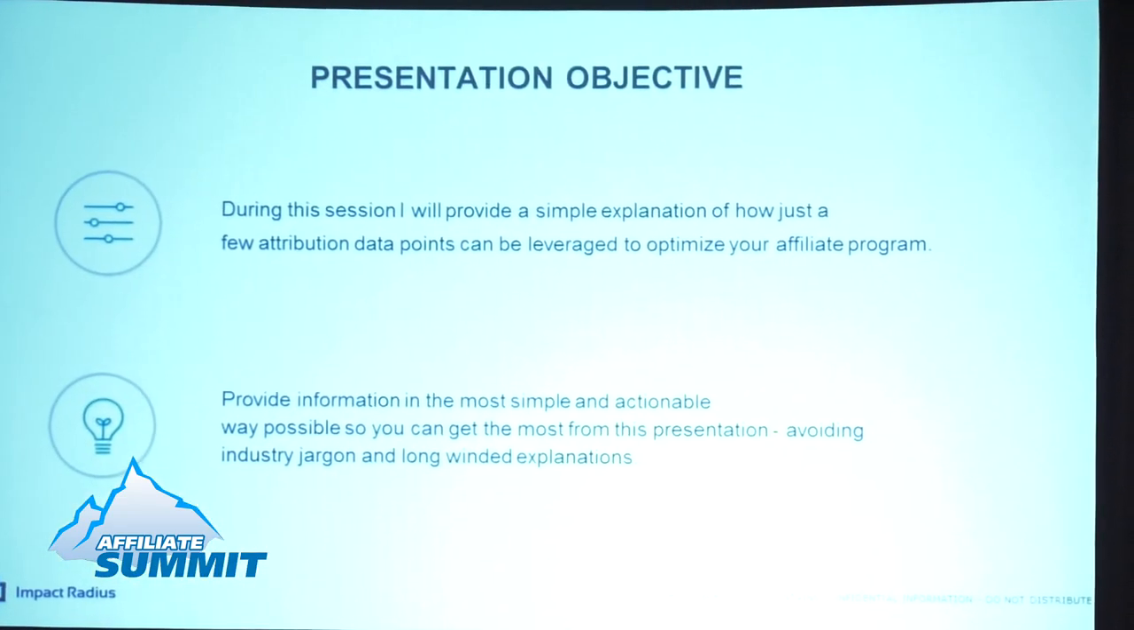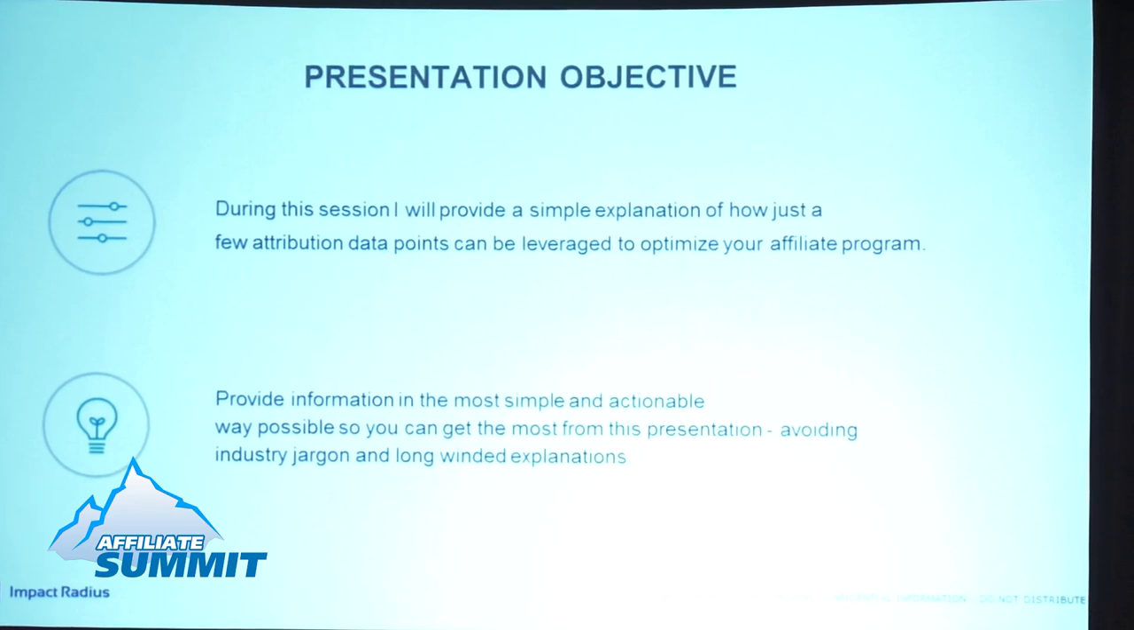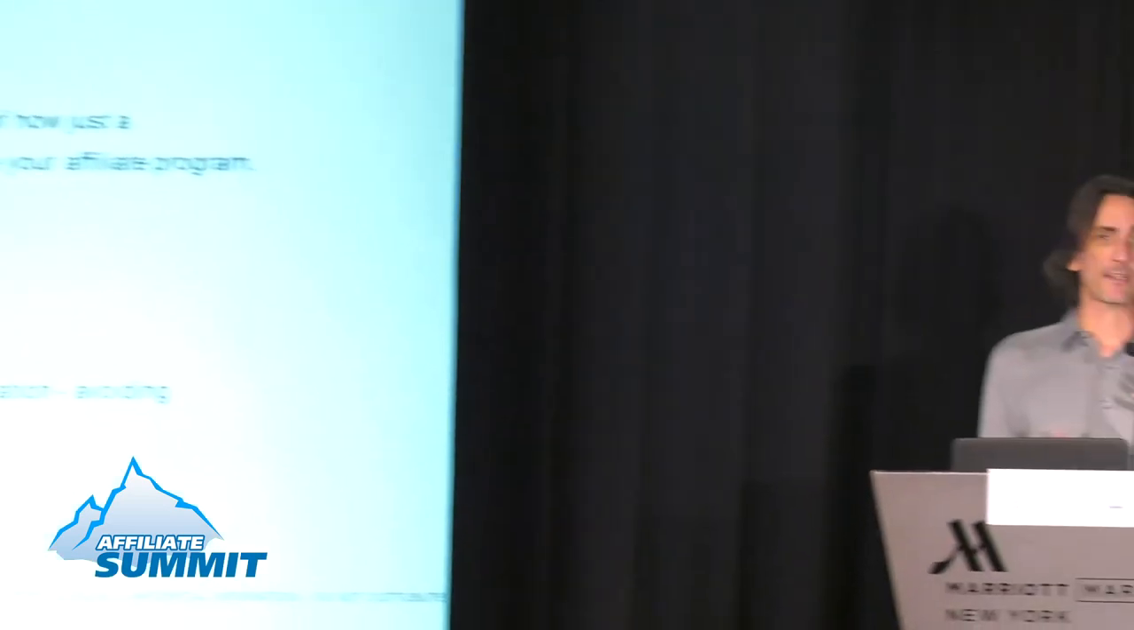Because the key here, and if anybody was seeing Joe's presentation before me, he talked a lot about incrementality and how to look for what makes an affiliate incremental. But really what you want to do is make sure that you're getting the most out of your affiliate program and that you're optimizing it based on the value that those affiliates are driving. So how can we do that? How can we easily leverage attribution data to optimize it?